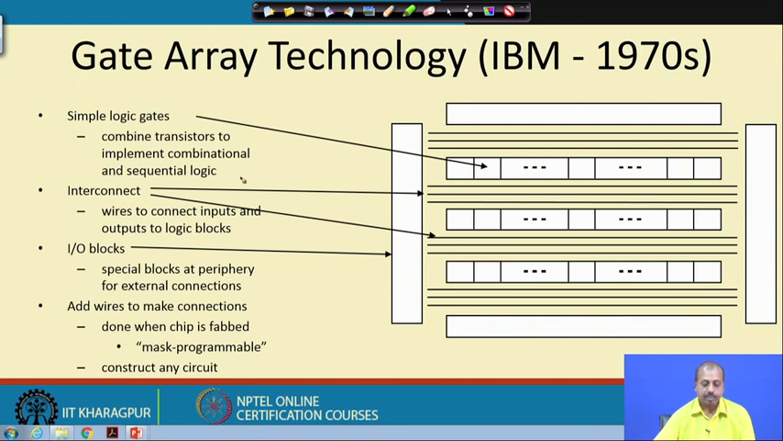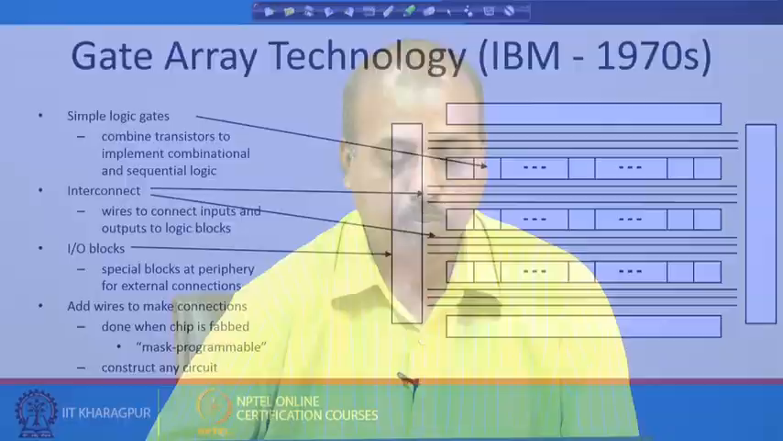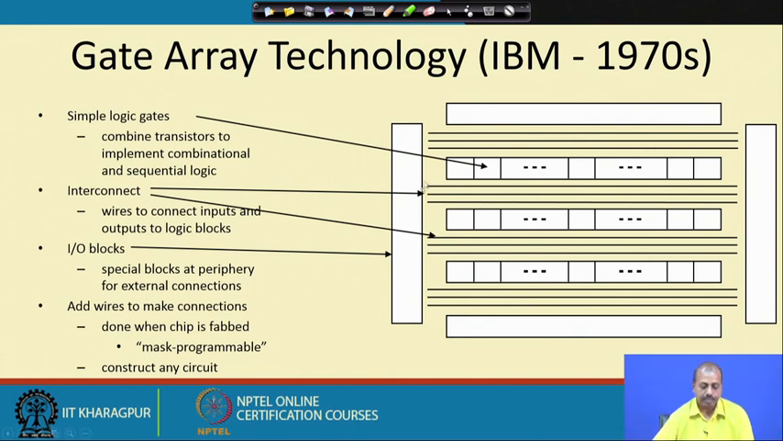Then we can add wires to make connections. As I was showing there, you can have some extra wire connected between these. These vertical wires are not shown here, but there are connections from this, and all those connections are programmable. So, if you need to establish a connection, then you need to burn out some of the points, and as a result the connections will get established, and the output of one block will be connected to the input of another block. That way complex logic can be implemented. This is done when the chip is fabricated.